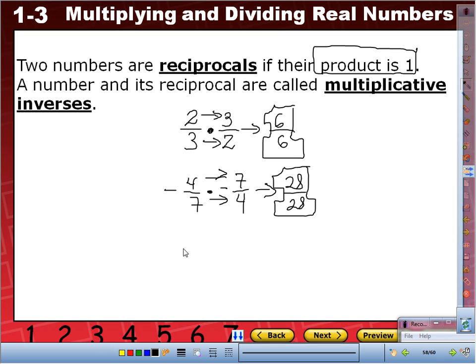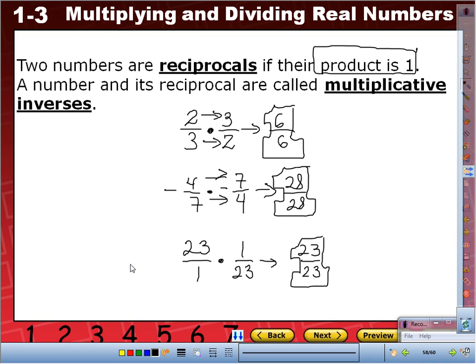Next, what if I gave you the number 23? To find the reciprocal, first of all, I need to make this into a fraction, which is what? 23 over 1. Any whole number is a fraction by writing it over 1. So the reciprocal of this one would be 1 over 23. So this becomes 23 over 23, which is 1. So far, so good? Questions, comments with reciprocals?